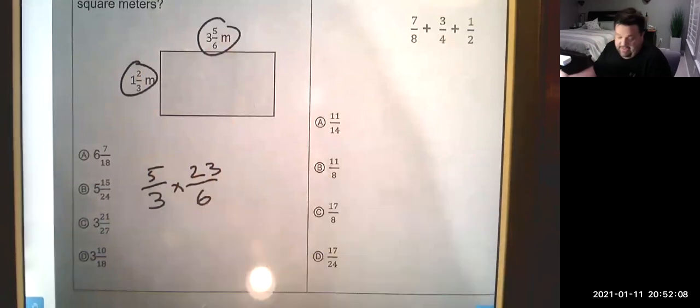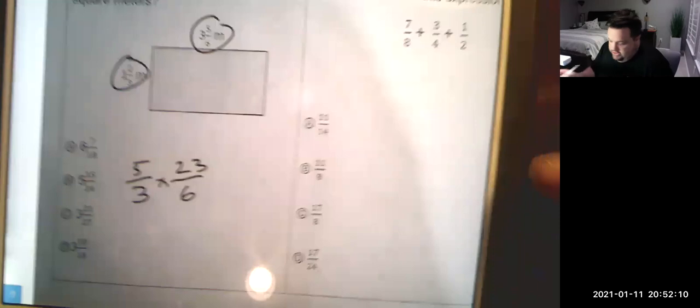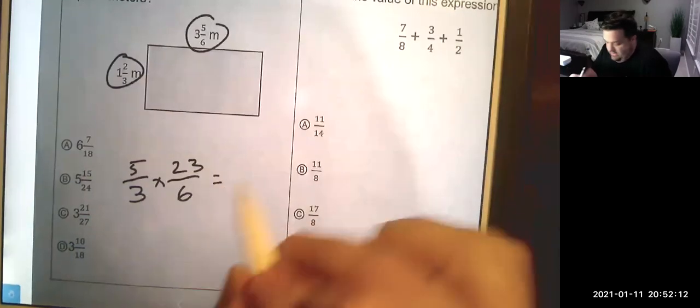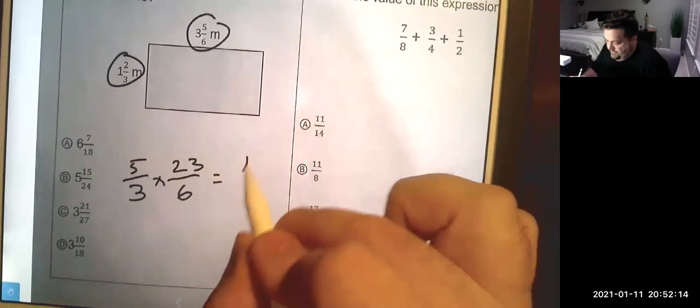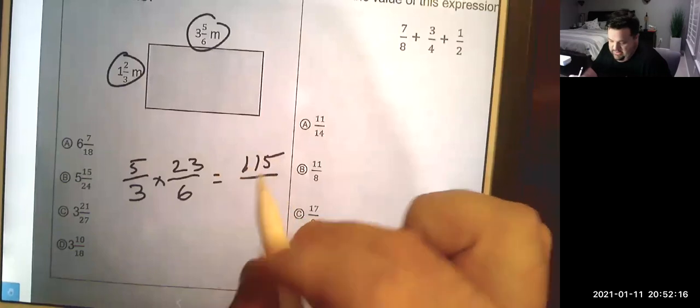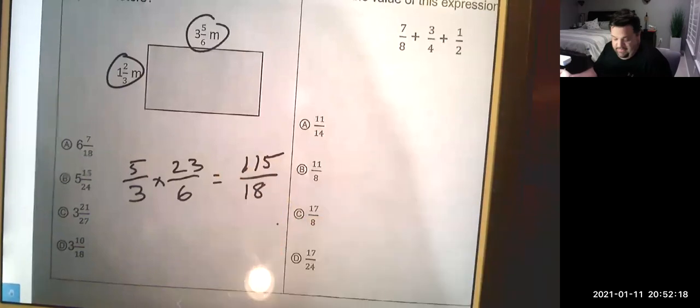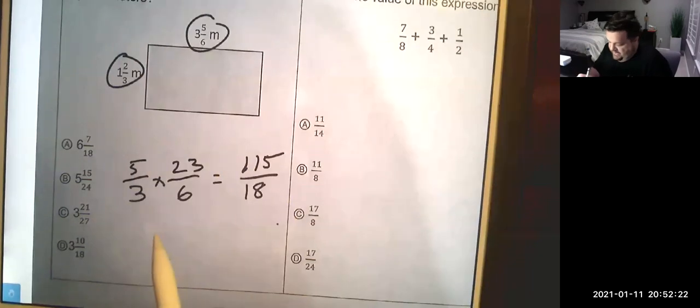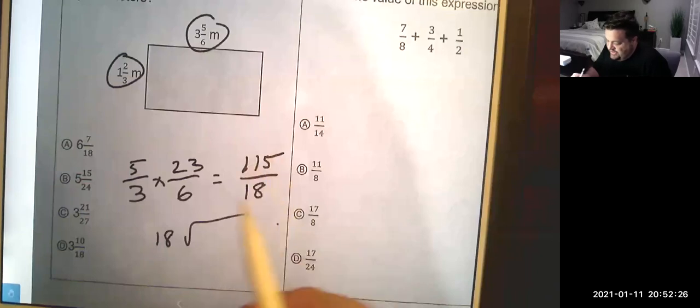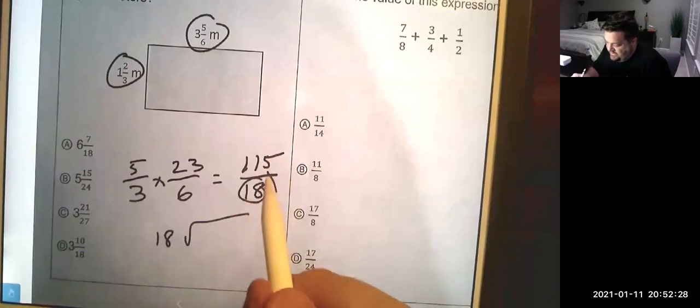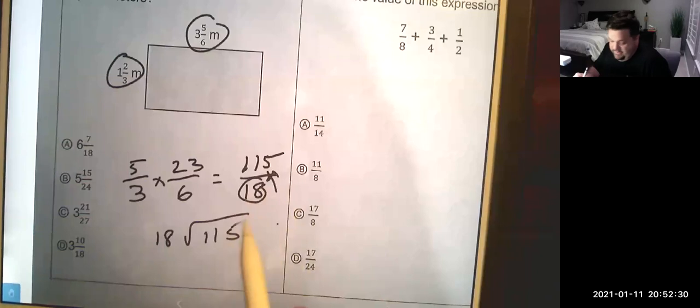And we know we're multiplying, right? So if we multiply this straight across, you would get 115 over 18. That's not one of our choices. So then you've got to go 18. And remember, a fraction is just a division problem, right? This 18 goes into the 115.